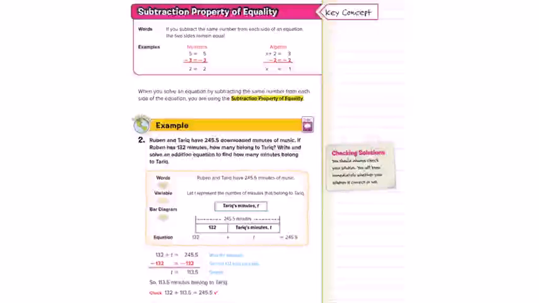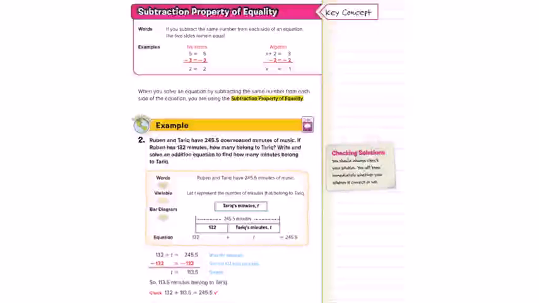Let's look at example 2, which asks us to write an equation before we solve. Ruben and Tariq have 245.5 downloaded minutes of music. If Ruben has 132 minutes, how many belong to Tariq? Write and solve an addition equation to find how many minutes belong to Tariq.